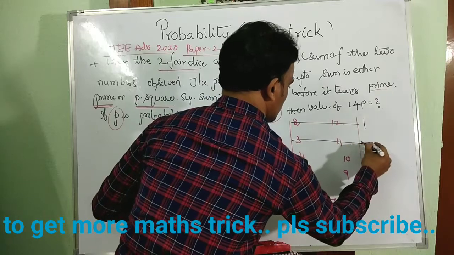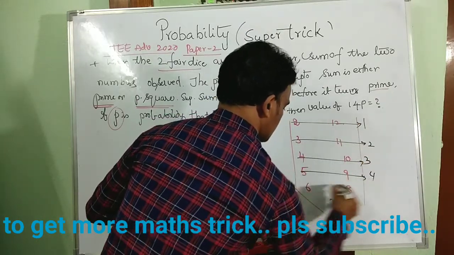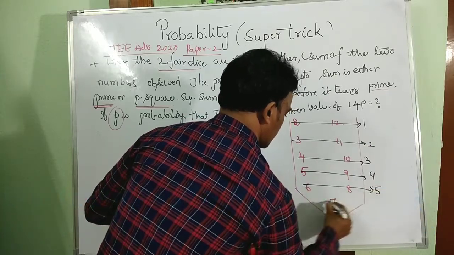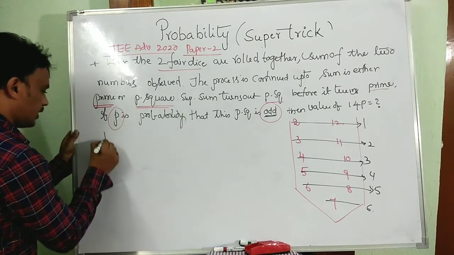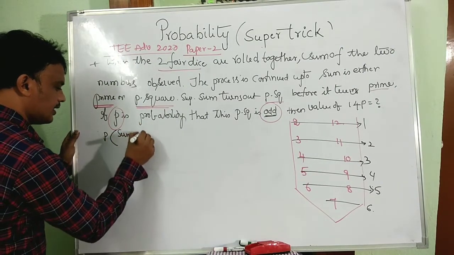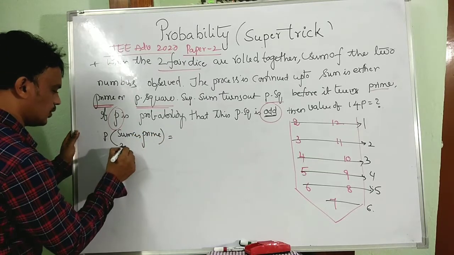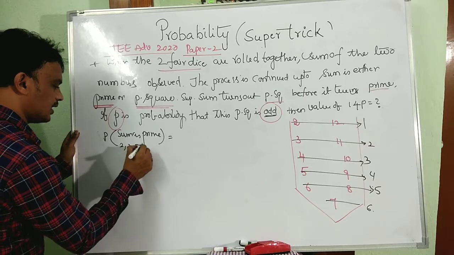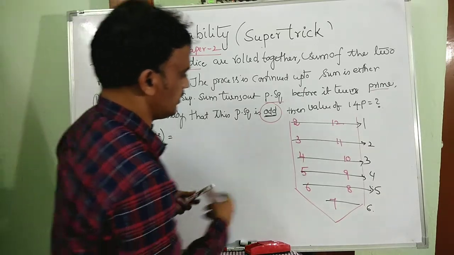1 chance, 2 chances, 3 chances, 4 chances, 5 chances and 6 chances. Okay, yes, so come on. First of all, I am going to find the probability that the sum is prime. Please find it: the sum is prime means either 2, 3, 5, 7 or 11.